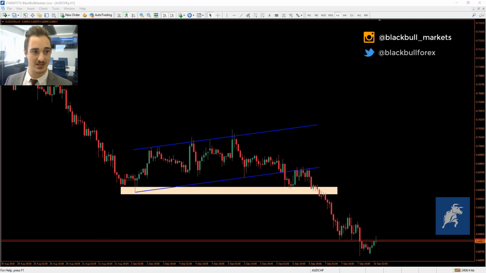So you can see this is the Aussie Swiss franc. This is the hourly bar chart. If you can remember, have a look at the previous video I released, called Prepare Your Charts for September. If you did watch it, we were looking at this.